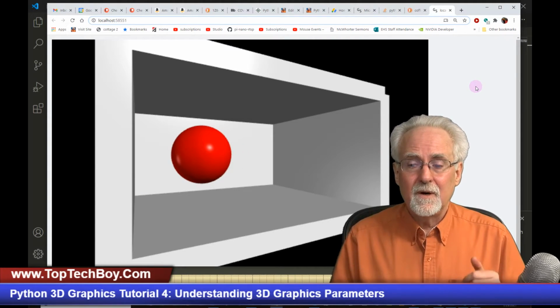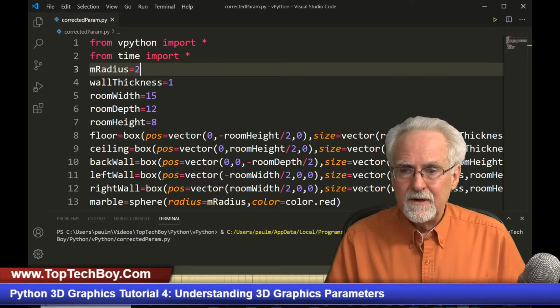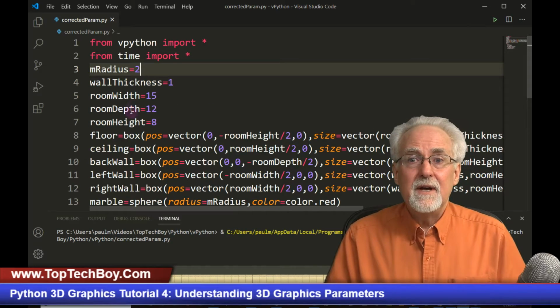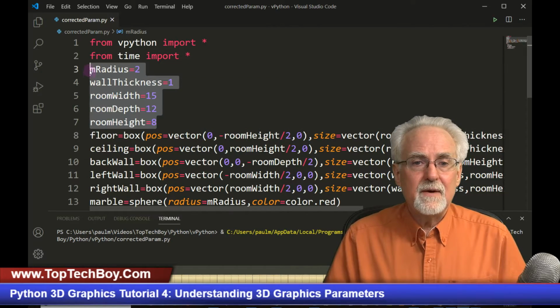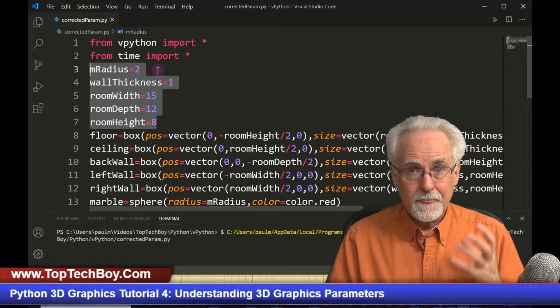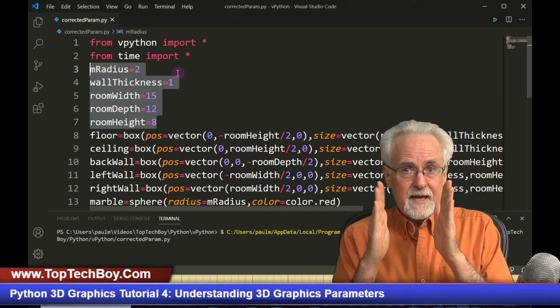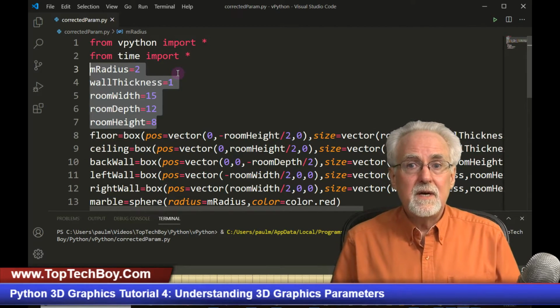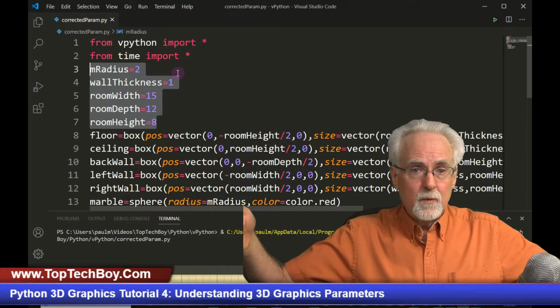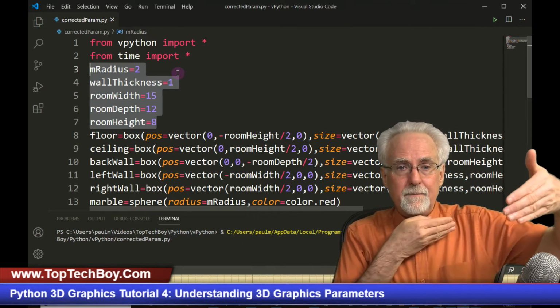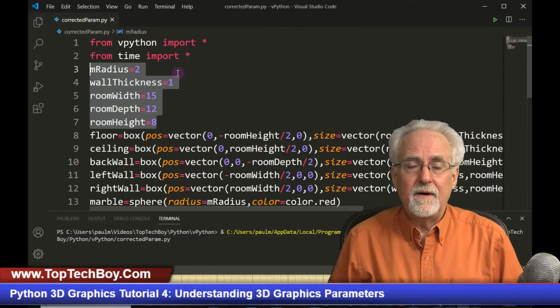So what have you learned? The first thing that you learned is in the last lesson, you define things that really make sense. Like you've got a radius of a marble. That physically makes sense. Then you have physical walls. They have some wall thickness. You have a width of the room. You have a depth of the room, and you have a height of the room.